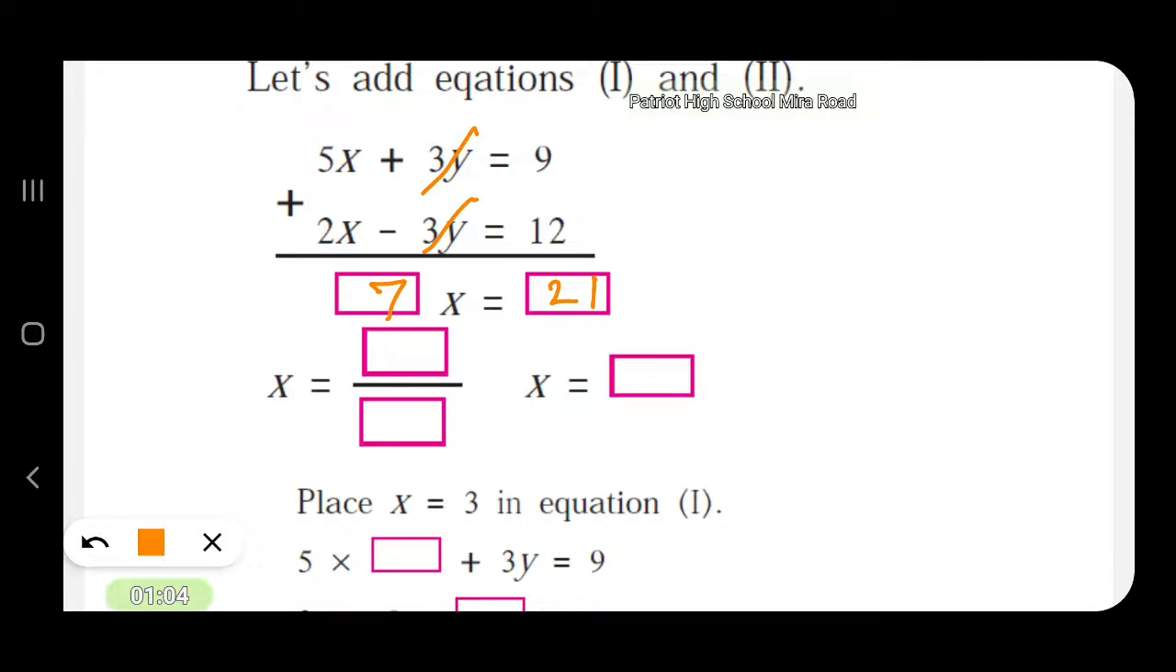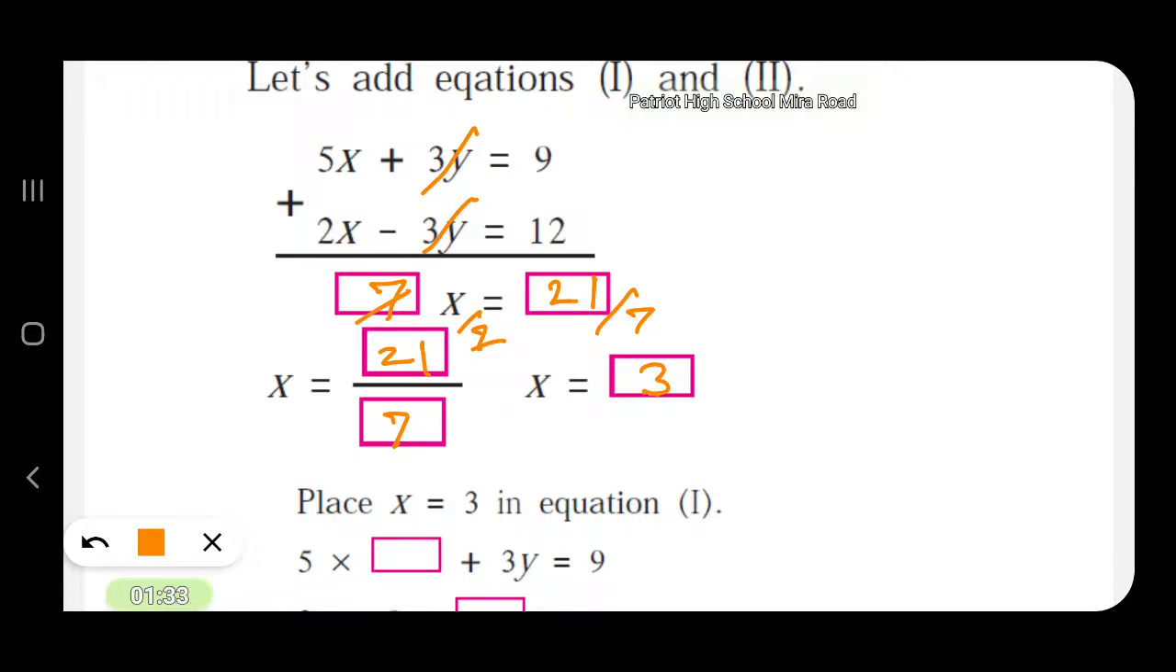Dividing both sides by 7. Suppose we divide this side by 7 and this side by 7. So 7 and 7 will get cancelled. So we have 1 as the coefficient for x on the left hand side. And on the right hand side we have 21 divided by 7. If we divide 21 by 7 we get 3. So x is equal to 3. This is the solution for the first variable.